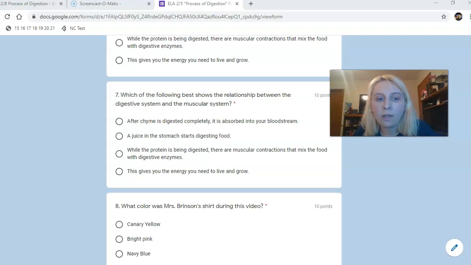So, after chyme is digested completely, it is absorbed into your bloodstream. A juice in the stomach starts digesting food. While the protein is being digested, there are muscular contractions that mix the food with digestive enzymes. This gives you the energy you need to live and grow. So we need something here that's establishing a connection between the digestive system and the muscular system.